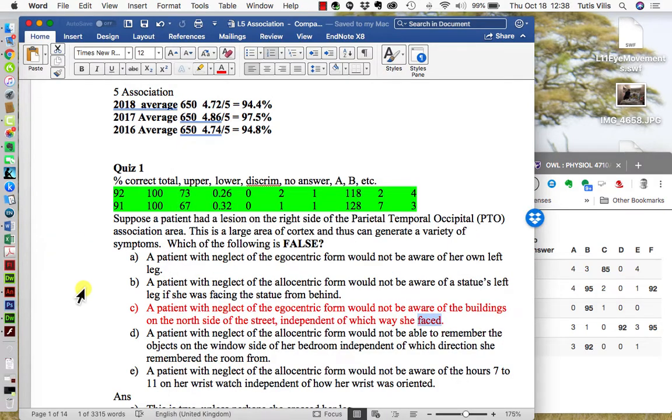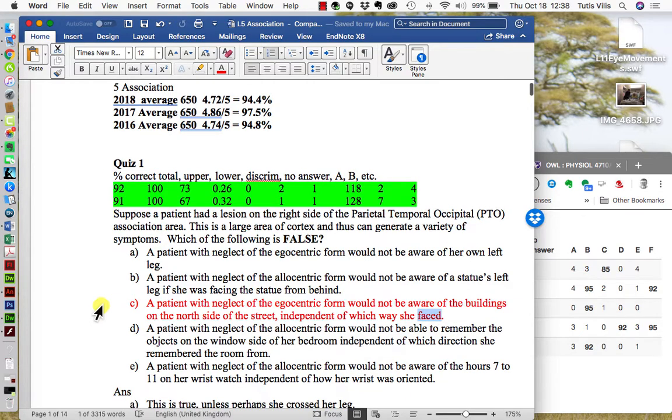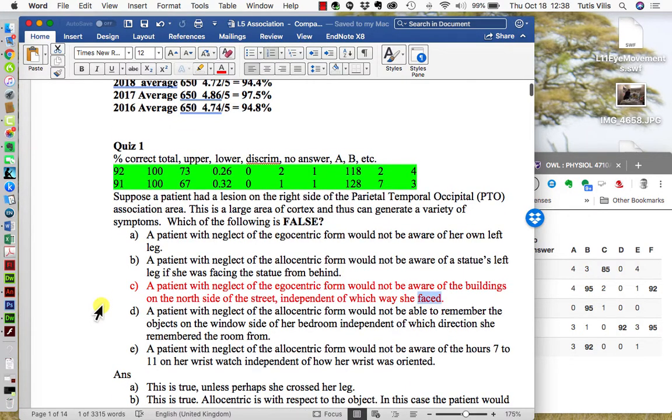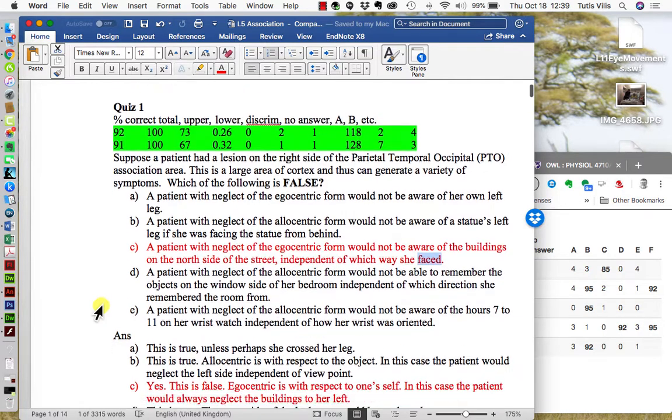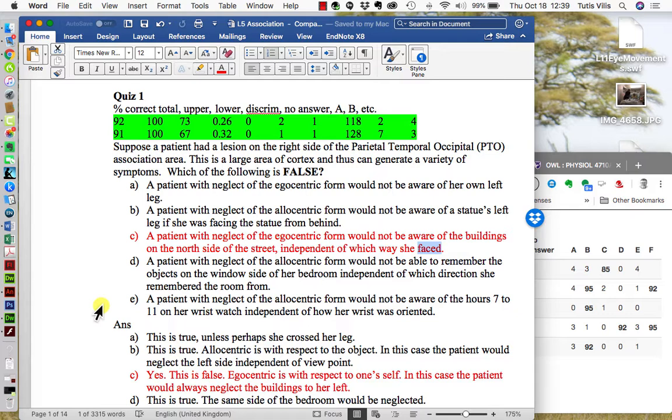So the question: you have a lesion of the right PTO, and which of these is false? That's the important thing. We're looking at false. So a patient with neglect of egocentric form will not be aware of his own left leg. So that's true.